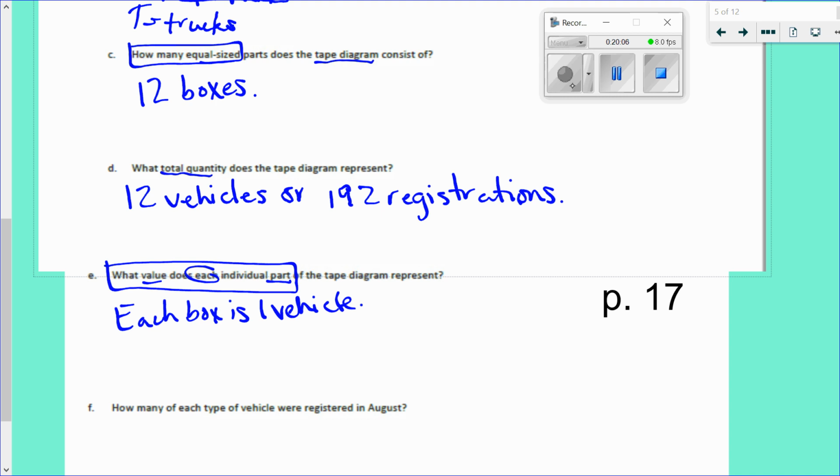Yeah, right here's where we finished. So we talked about each box is one vehicle, but now we can use that information based on what we saw before to figure out our ratio constant. So we had 12 vehicles for 192 registrations. So one box is one vehicle. So how many registrations would that be? What do I need to do?